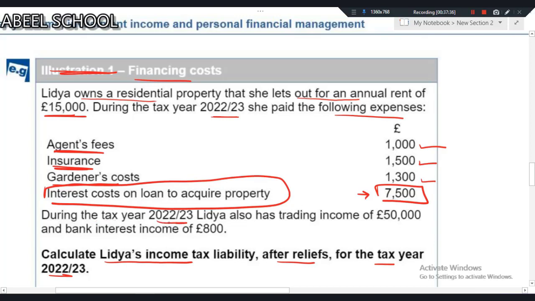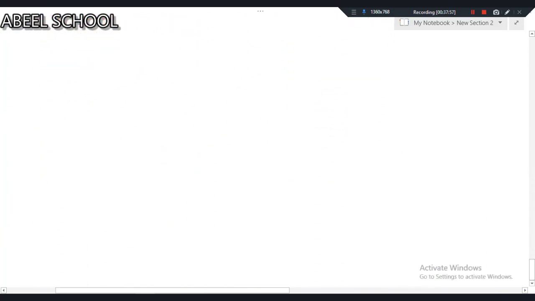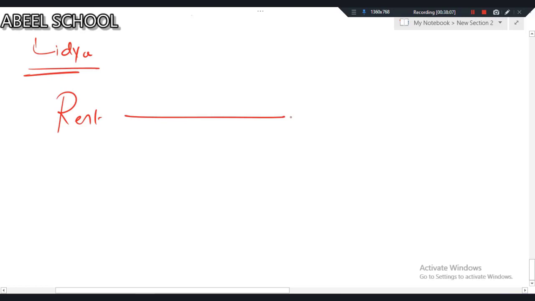During the tax year 22-23, Lydia also has trading income 50,000 and the bank interest 800. We need to calculate the income tax liability of Lydia. Okay. Let us first calculate property income, and then we'll be calculating income tax liability for this. Let's first calculate property income. Lydia. The annual rent is 15,000.